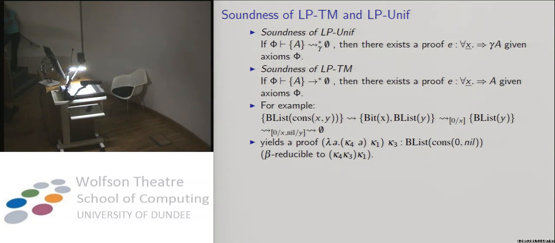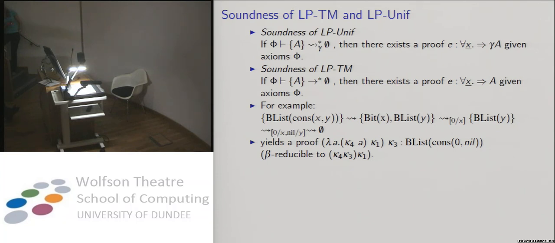So both these reductions by LP unif and LPTM are sound with respect to the type system. That is, if you have reductions to empty goal by unification with empty goal and a substitution gamma, then you can say that there definitely exists a proof term E such that you have a type of this shape for all x gamma A. And in a similar way, LPTM holds, although you don't have this gamma any longer because it doesn't actually make substitution to your goal.